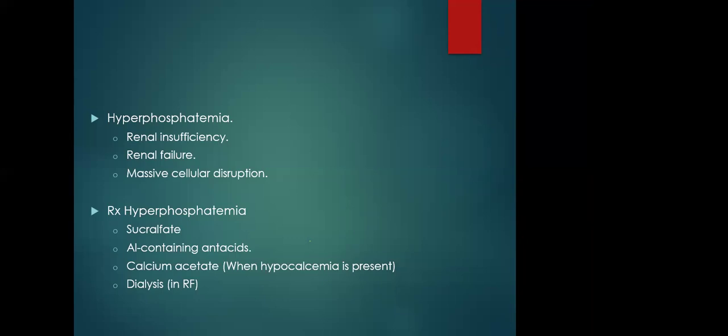How do you treat hyperphosphatemia? You bind it. You can give sucralfate, or you can give aluminum-containing antacids or calcium acetate, especially when hypocalcemia is present. If it is more severe, you can dialyze this patient.